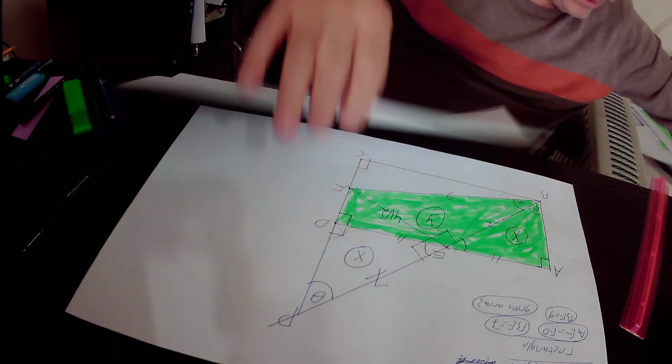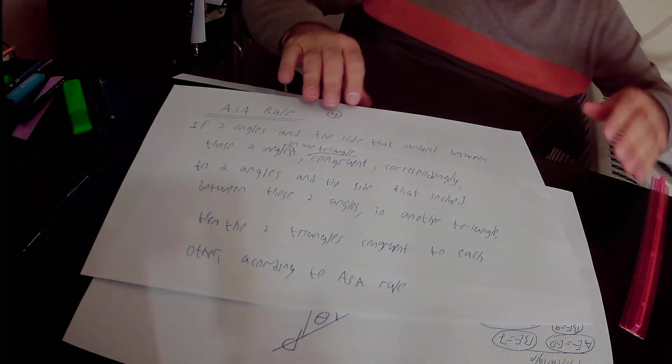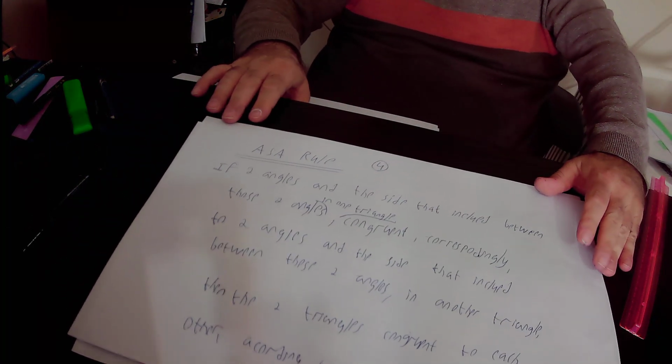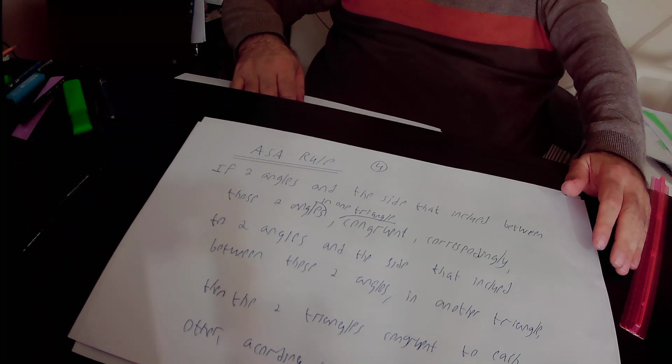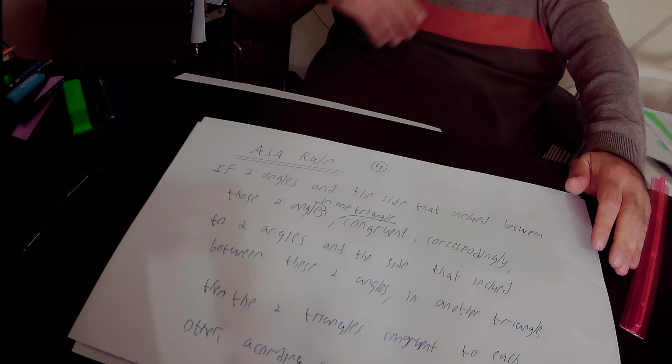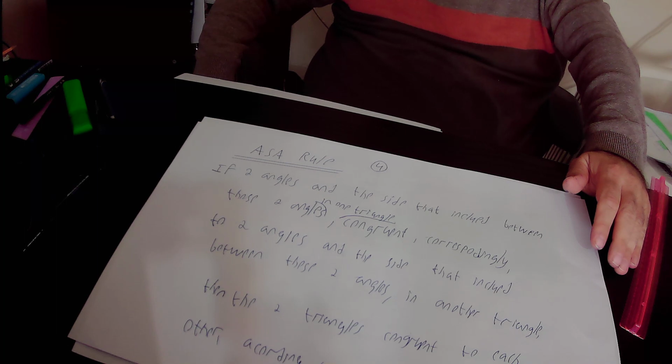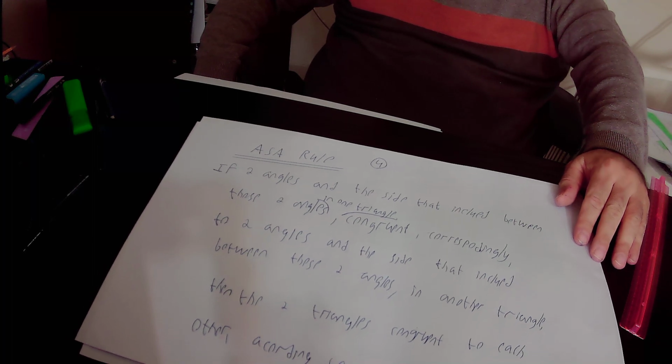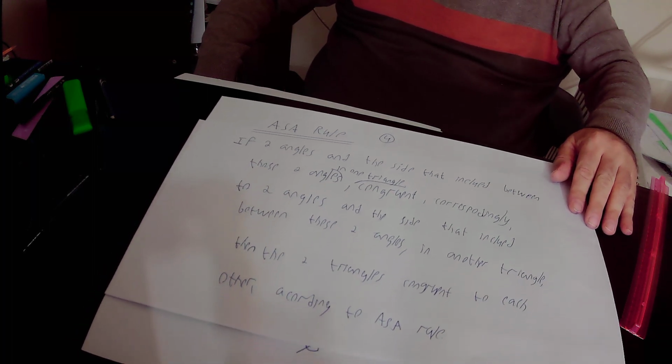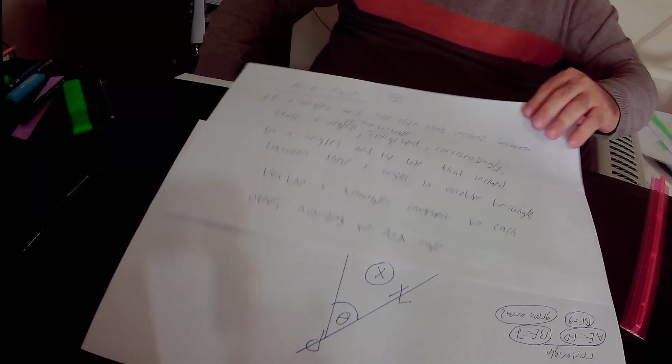So what is the angle side angle rule? The angle side angle rule is that if two angles and the side included between those two angles in one triangle are congruent correspondingly to two angles and the side included between those two angles in another triangle, then the two triangles are congruent to each other according to the angle side angle rule.